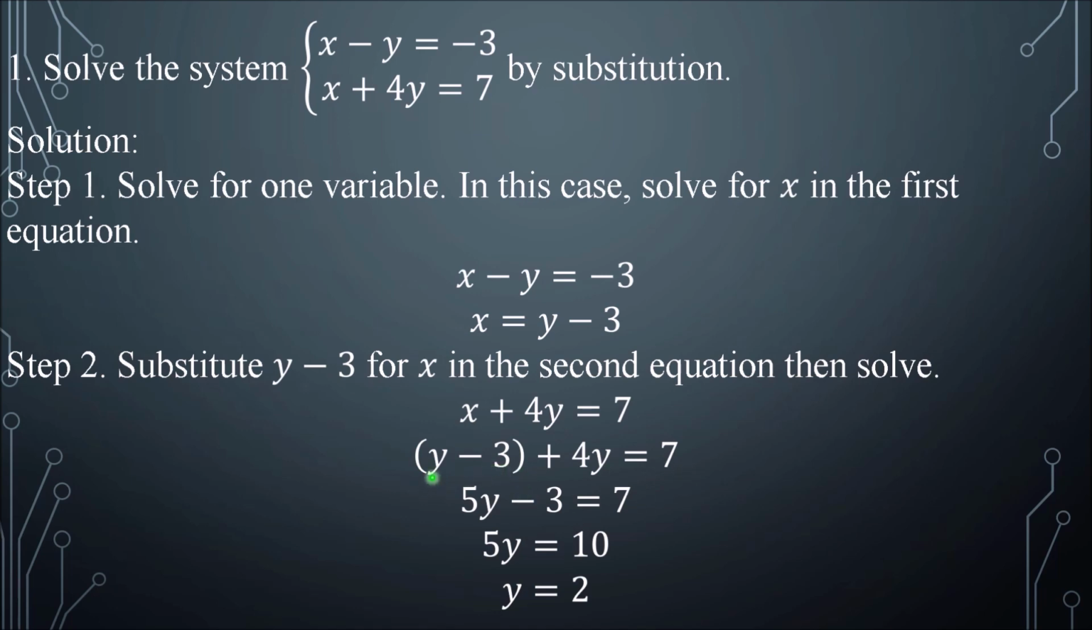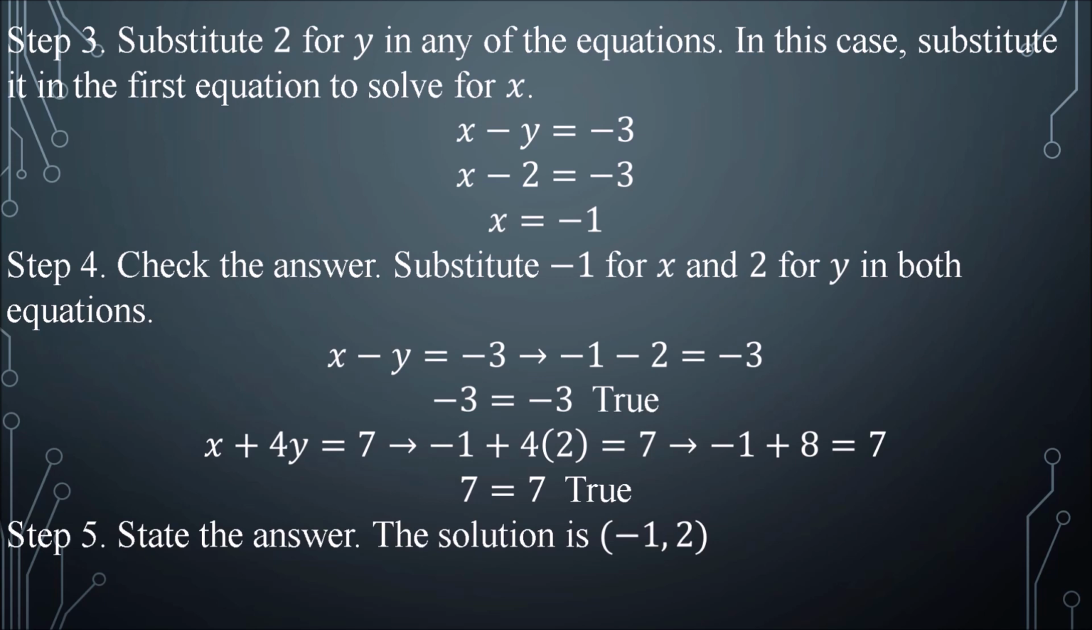Then we simplify. y plus 4y is 5y, and then we plug in negative 3 is equal to 7. 5y equals 10. Divide all sides by 5, so y is equal to 2. So we have the first coordinate, y is equal to 2.